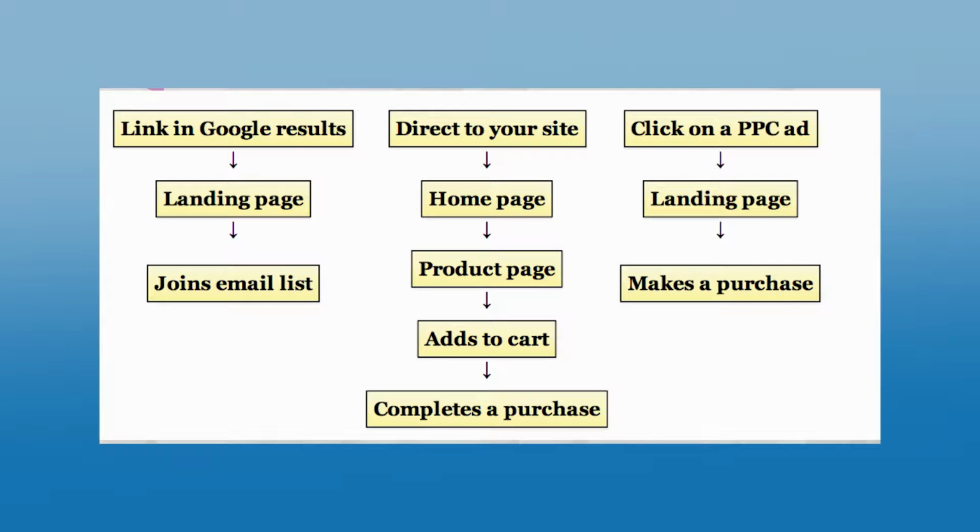Here is a basic user flow diagram. Step 1, finds your site in a Google search. Step 2, lands on your homepage. Step 3, joins email list. That first step could happen in a lot of different ways, like directly going to your site without Googling it, or clicking on a link from a blog post or a tweet, or from an email.